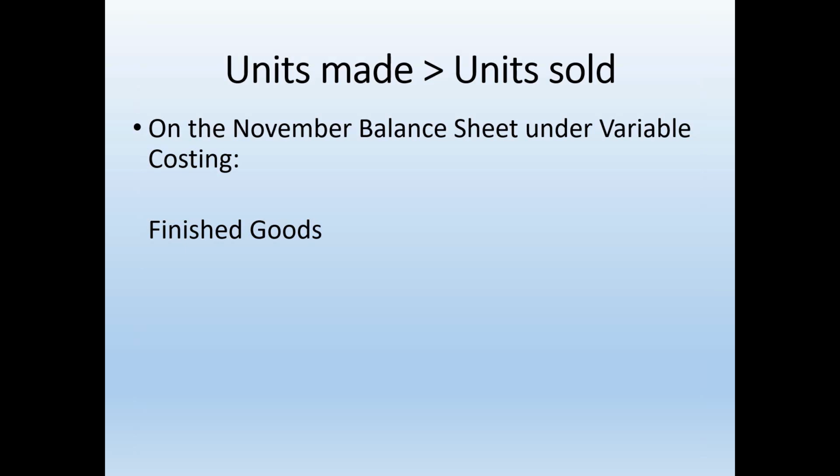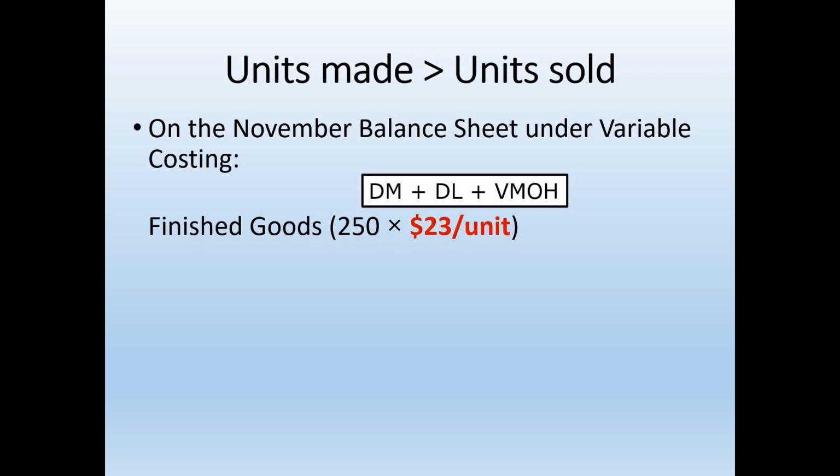On the balance sheet under variable costing for November, our finished goods will be recognized at the 250 units that didn't sell times $23 per unit. That is just the direct materials, direct labor, and variable manufacturing overhead associated with those units. Notice that no allocated fixed manufacturing overhead is capitalized in the variable costing method.